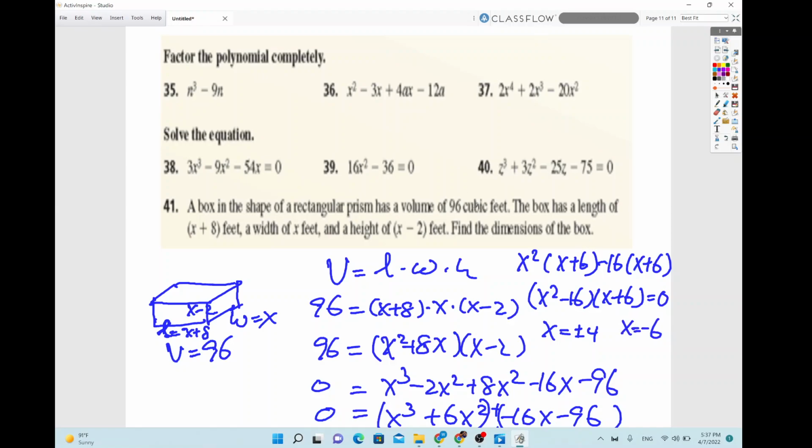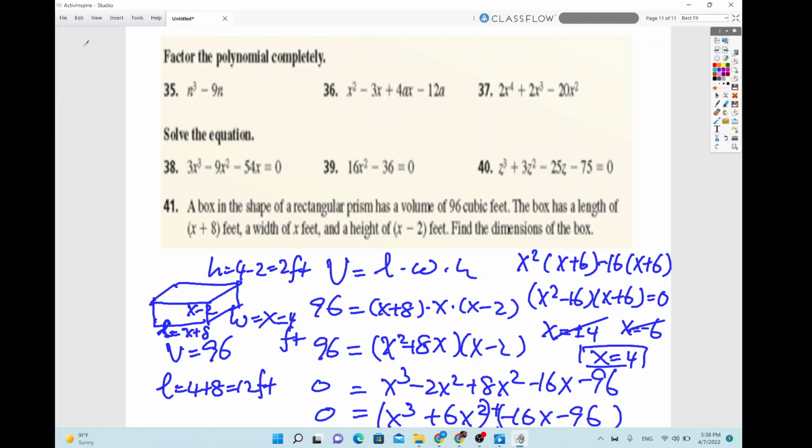But keep in mind it's about the dimension, the distance, the length, so those numbers must be positive. So there's only one outcome, which is 4. That means the width is 4. And then for the length, plug in the number: 4 plus 8 is 12. So 12 feet, 4 feet. And for the height, 4 minus 2 is 2 feet.